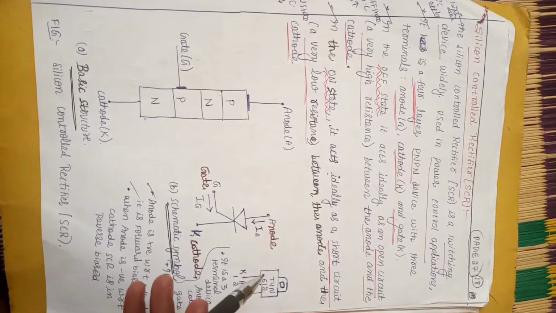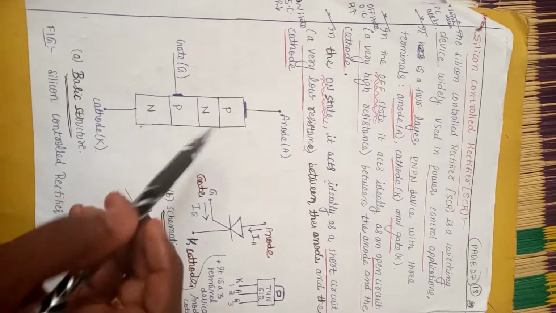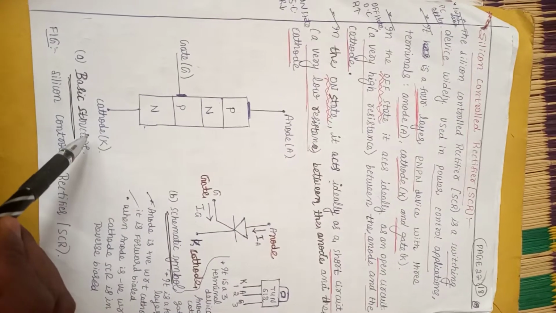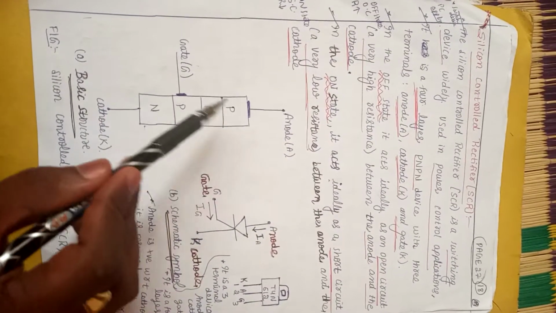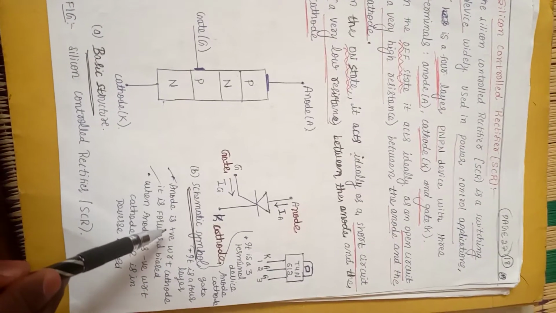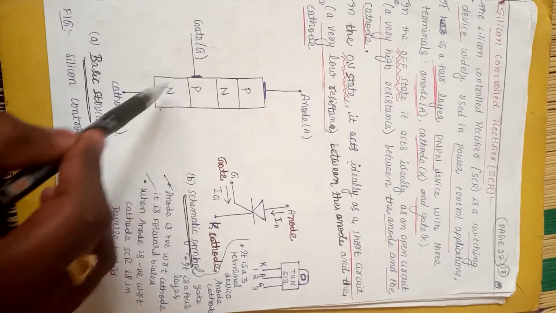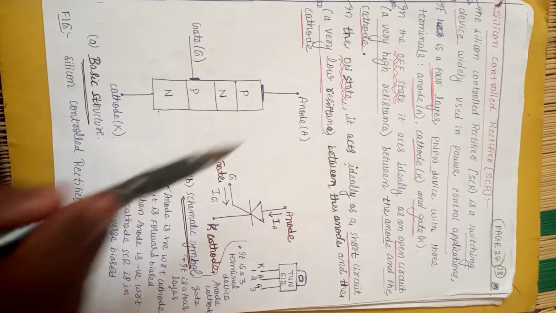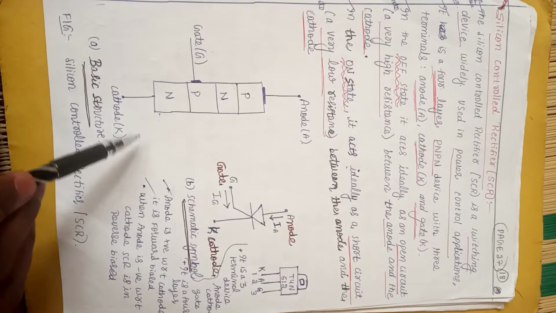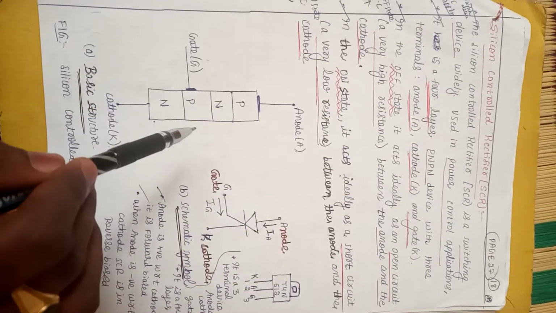In order to forward bias this SCR, you have to connect the positive terminal of the battery to the anode and the negative terminal of the battery to the cathode. Then you can forward bias this PNPN junction, similar to a PN junction diode. Anode is positive with respect to cathode: forward bias. In order to reverse bias this device, the anode should be connected to the negative terminal and the cathode to the positive terminal, so that you can reverse bias this PNPN device.